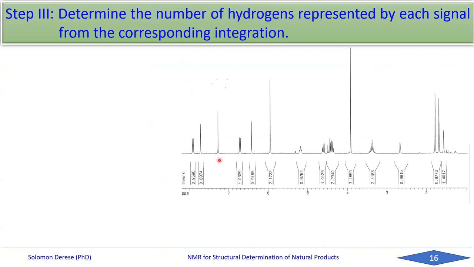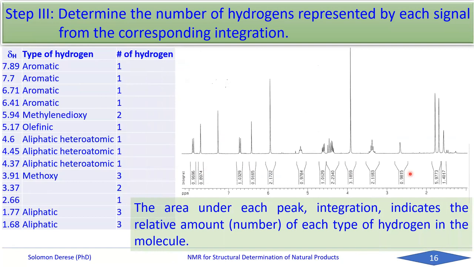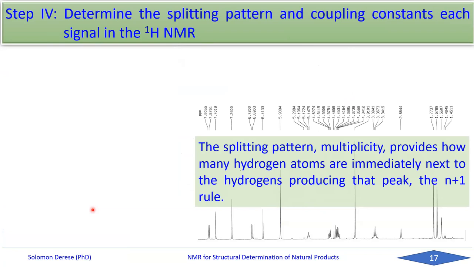From the area under each of these curves, you can determine the relative number of protons that contributed to each signal. For example, this one has an integration of 1, which basically means it is because of 1 aromatic proton. This has got 3, so it is a methoxy, etc. So you list that, and as you do so, you will build more and more information about the structure of your compound. The other very important information one can obtain from the proton NMR is the splitting pattern and the coupling constant.